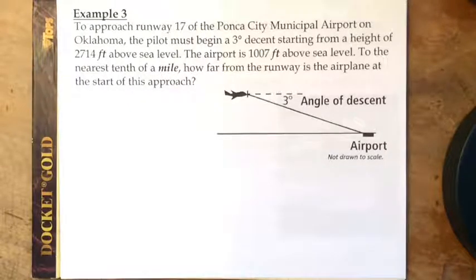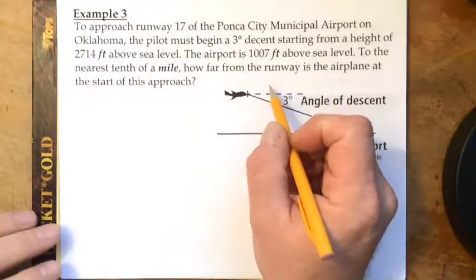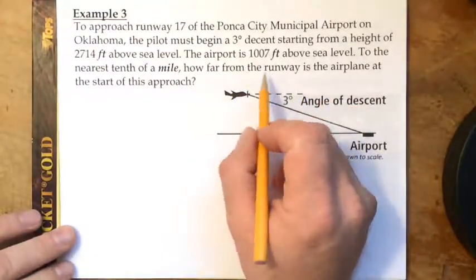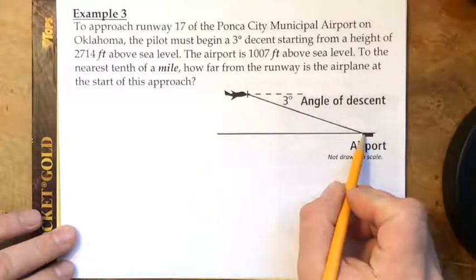Example 3. To approach runway 17 of the Ponca City Municipal Airport in Oklahoma, the pilot must begin a 3-degree descent starting from a height of 2,714 feet above sea level. The airport is 1,007 feet above sea level. To the nearest tenth of a mile, how far from the runway is the airplane at the start of this approach? First of all, they're asking for how far from the runway the airplane is.